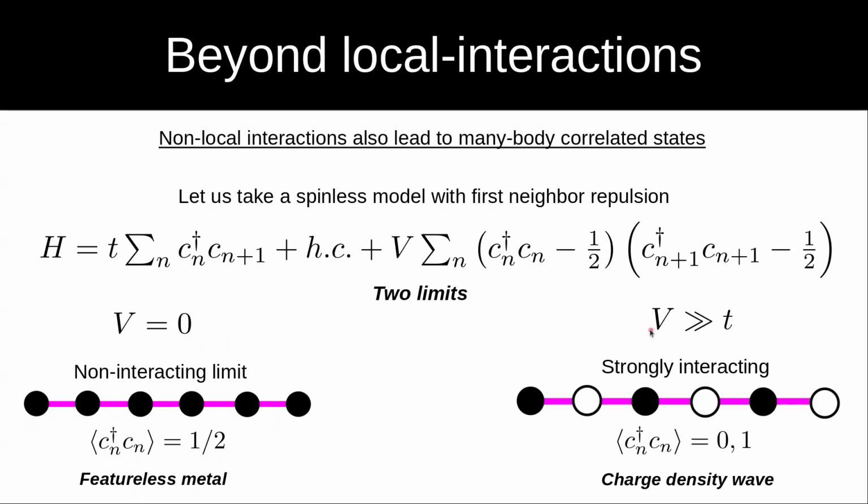Now, if you go to the limit where V is much, much bigger than T, then the ground state that you obtain is actually a state where this site is completely filled, so the occupation number is 1. This site is completely empty, so the occupation number is 0, then 1, then 0, then 1, then 0. So the original translational symmetry of the chain got broken by many-body interactions, and you end up with a state where charge accumulates on one side and it's completely depleted on the other side. This is the charge density wave state, and it appears for repulsive interactions in this model.